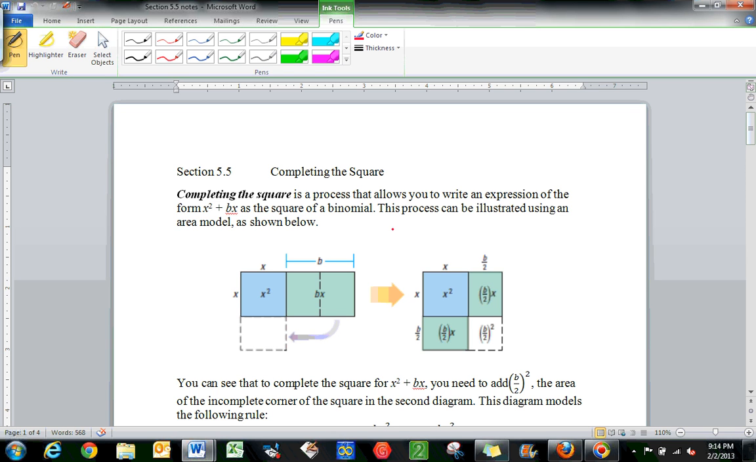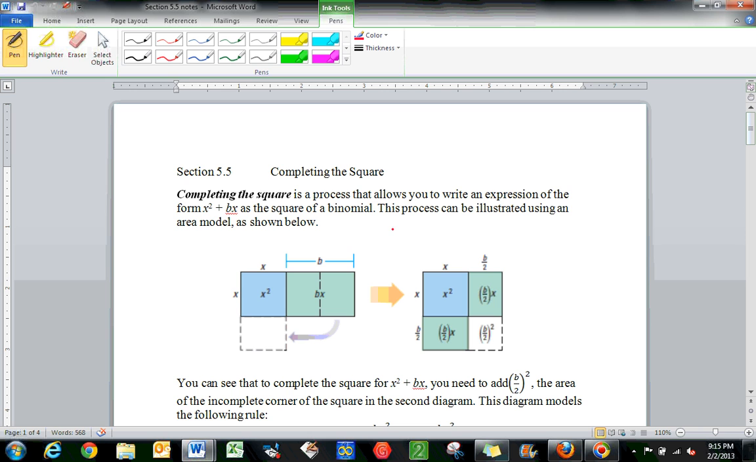Today we're going to learn about a process called completing the square. Completing the square is eventually going to help us solve more quadratic equations. But before we talk about how we're going to use it to solve quadratics, what we really need to do is see what that process looks like.